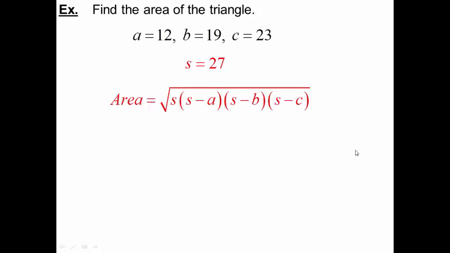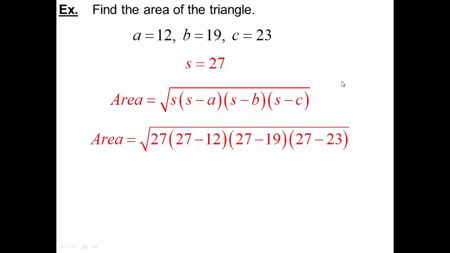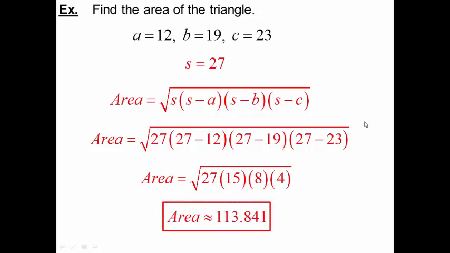Here's an example. Side lengths 12, 19, 23. Start by finding the semiperimeter. We get 27, and then take that semiperimeter and plug it into the formula. 27 for S, A, B, and C are 12, 19, and 23. From here, we can either plug it into the calculator as is, or we could clean it up, 27 minus 12, 27 minus 19, 27 minus 23, and then type that into the calculator. We should get 113.841.